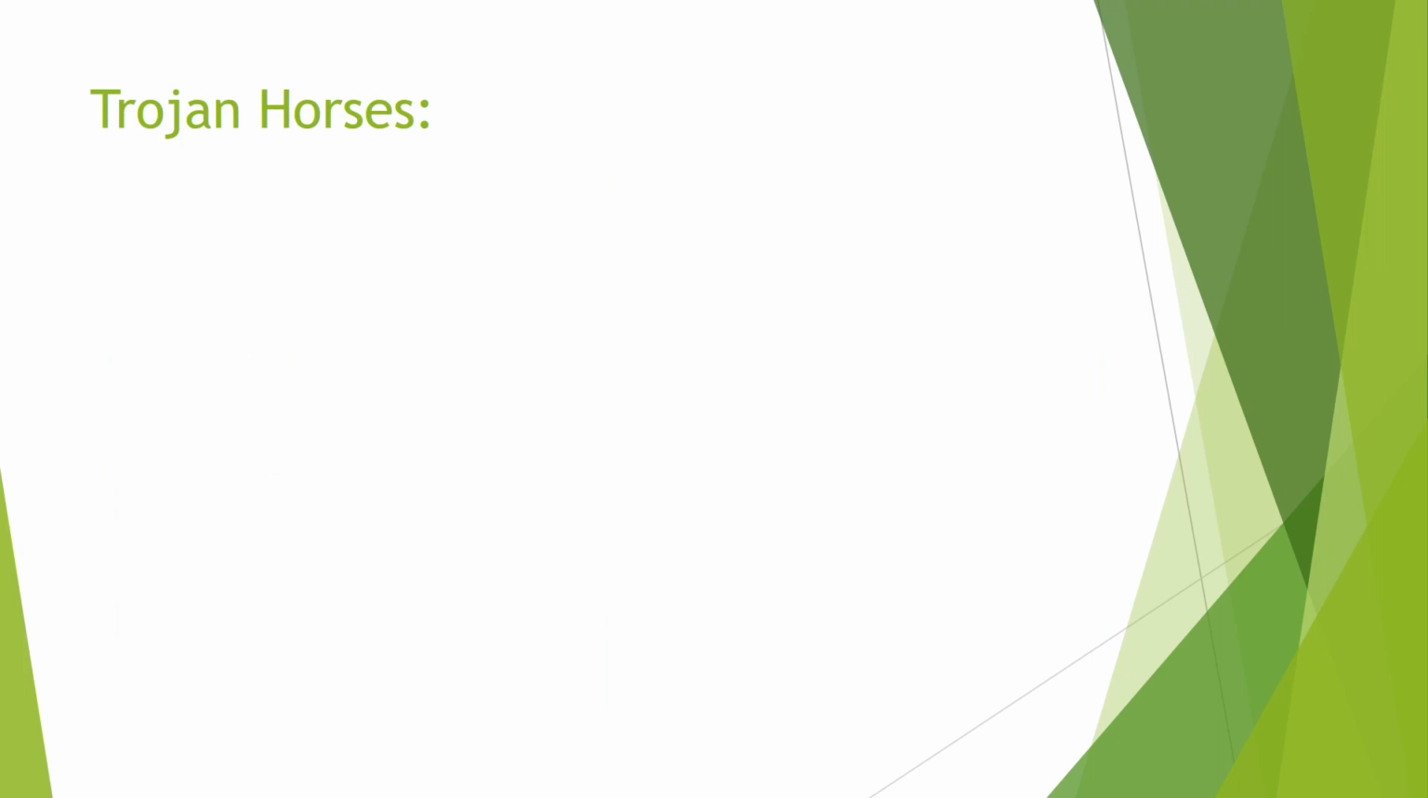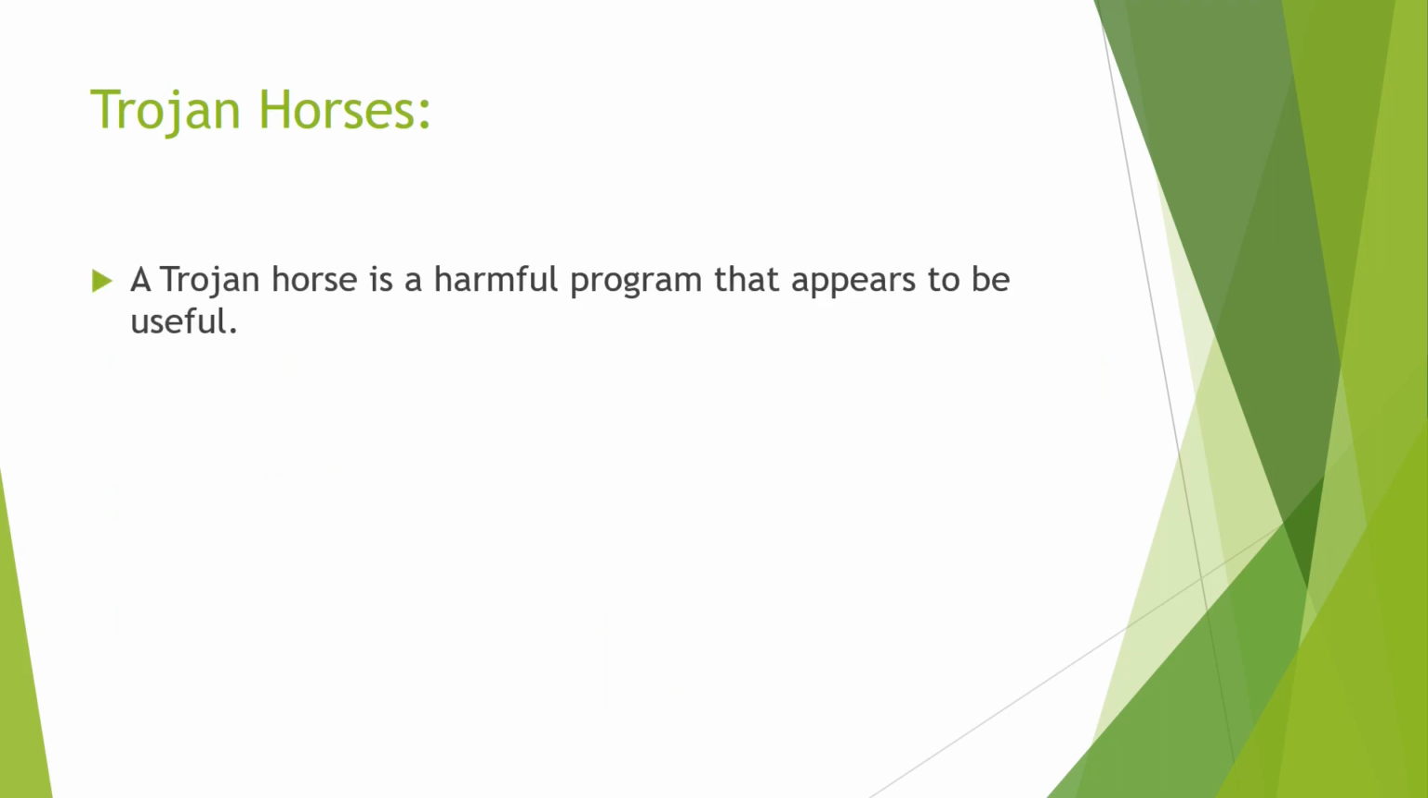Trojan horses. A Trojan horse is a harmful program that appears to be useful. It was first developed to control computer networks from a distance. However, it is now commonly used to steal private information such as passwords from a computer. Hackers use Trojan horses to hack computer systems, and it can also delete files from the computer, waste the memory of the computer, and force the computer to crash.